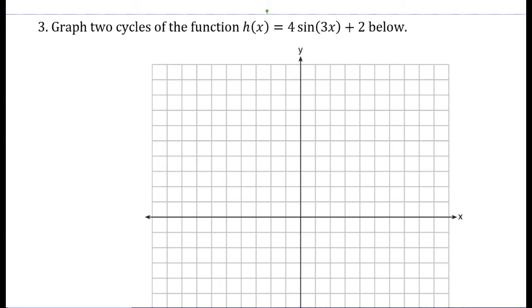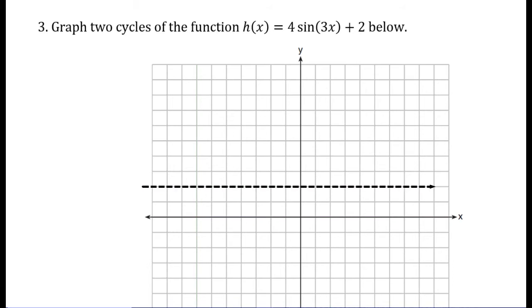Graph 2 cycles of the function here, 4 sine of 3x plus 2. Well, I have a midline at y equals 2. That's the first thing I've got to take care of. I've got a midline here at y equals 2. There it is. From that midline now, I am going up 4. 1, 2, 3, 4. Make sure you mark that. 2, up to 6, and down 4 to -2.